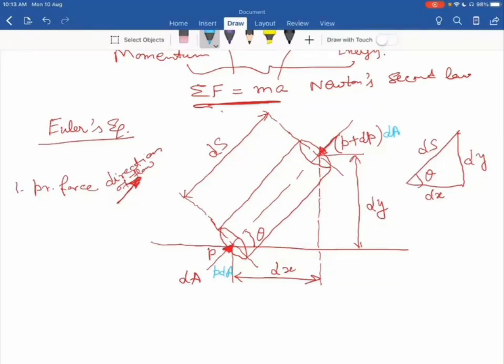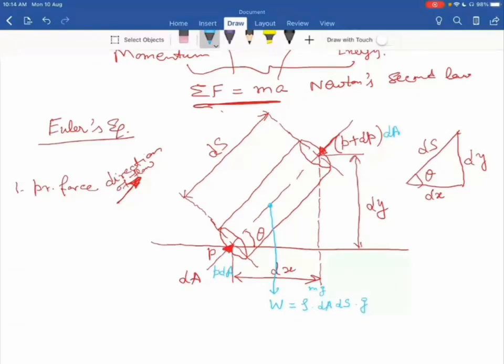The second force acting on this element is the weight of the fluid element. That weight acts through the CG in the downward direction. Weight is m into g, the mass of the fluid element into g. The mass of the fluid element is density multiplied by volume. The density is rho, and the volume of the fluid element is dA into ds, into g. The weight acts in the downward direction.